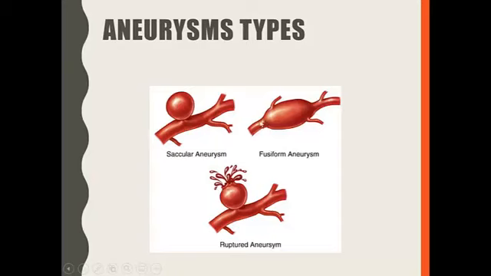On the other hand, fusiform aneurysm involves the whole circumference of the vessel wall. It has no neck, and it should be treated by stents, starting from here to the other side and bypassing this dilated sac. And here is the aneurysm after rupture.